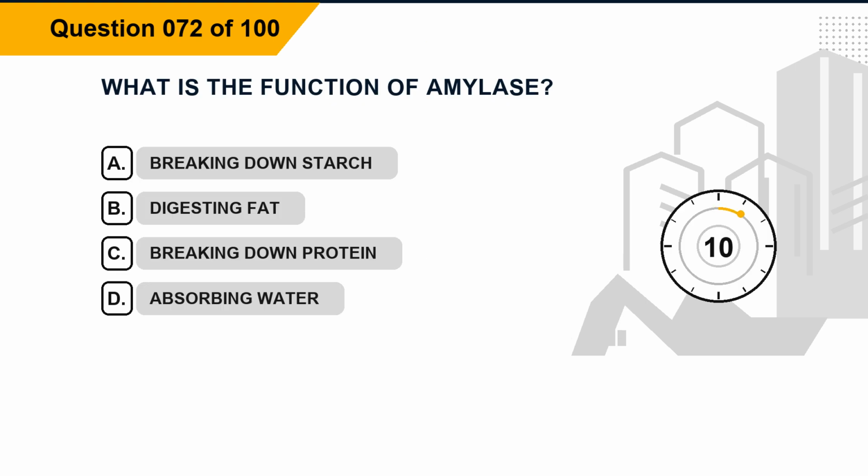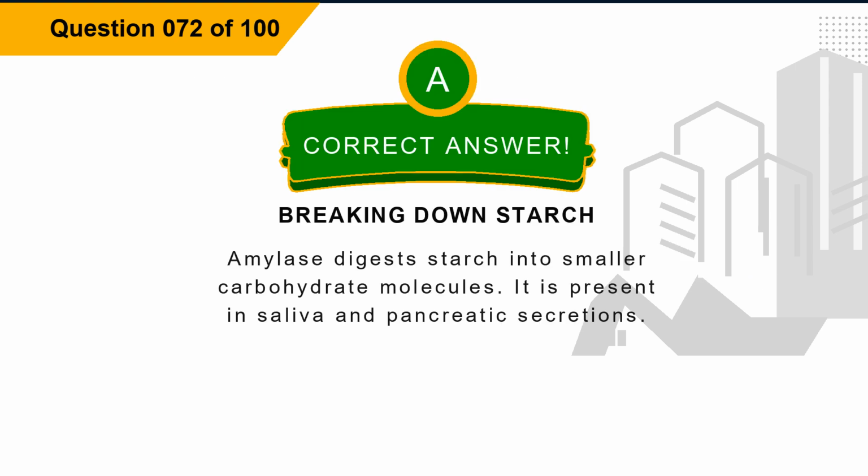Question 72. What is the function of amylase? Option A, breaking down starch. Option B, digesting fat. Option C, breaking down protein. Option D, absorbing water. The correct answer is option A, breaking down starch. Explanation. Amylase digests starch into smaller carbohydrate molecules. It is present in saliva and pancreatic secretions.